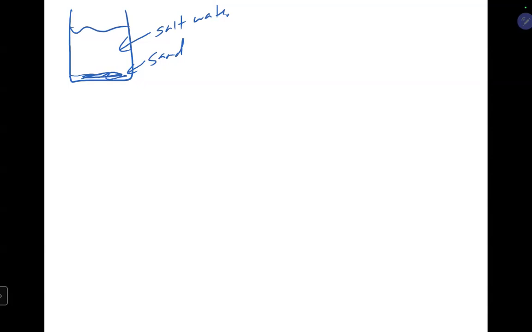It is a heterogeneous mixture, right? You can see the sand in the salt water. The salt water by itself is what type of mixture? Homogeneous mixture, right? The salt water just by itself, without the sand there, is a homogeneous mixture. When you look at it, it looks like water.